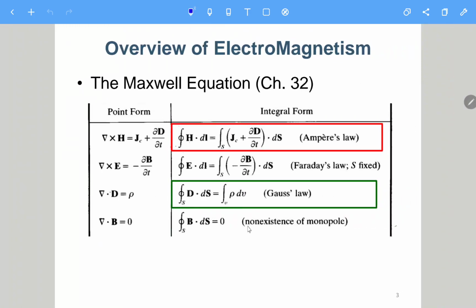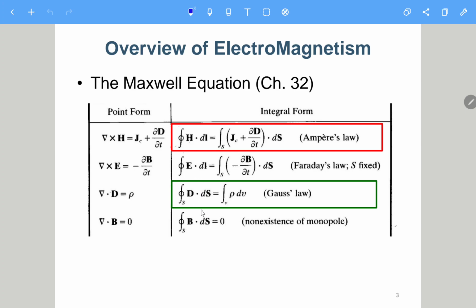So this is an overview of electromagnetism, just as what I've shown you in chapter 23. When we talk about electromagnetism, in the simplest case, we can just mention it in two words: Maxwell equations. Under the Maxwell equations, we have four laws. The first one is Gauss's law. We learned it in chapter 23. And for Ampere's law, we'll learn it in this chapter, although the notations are not the same.